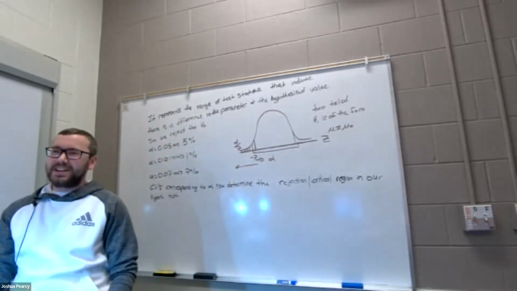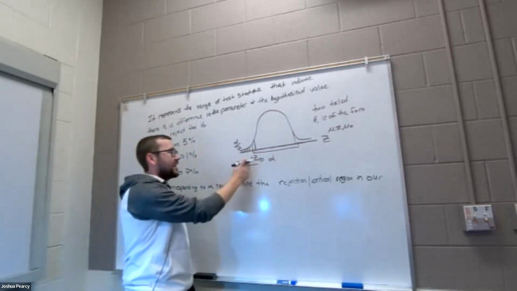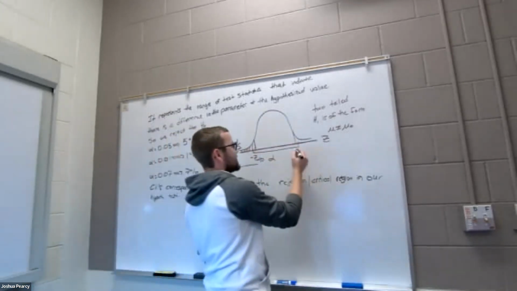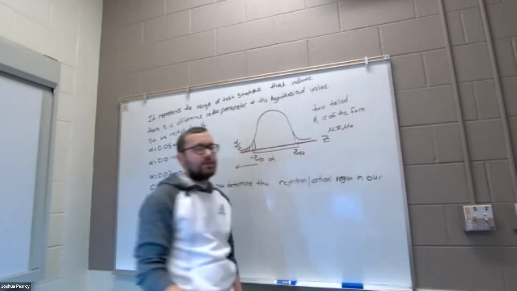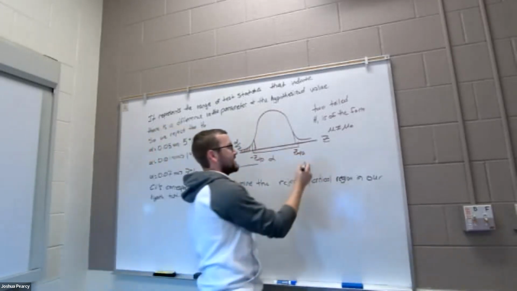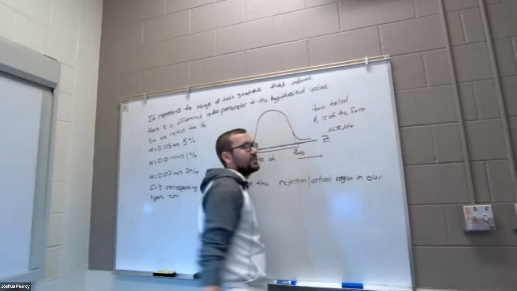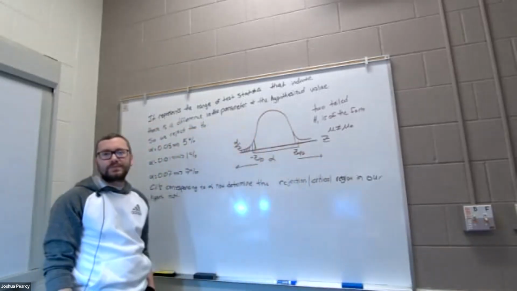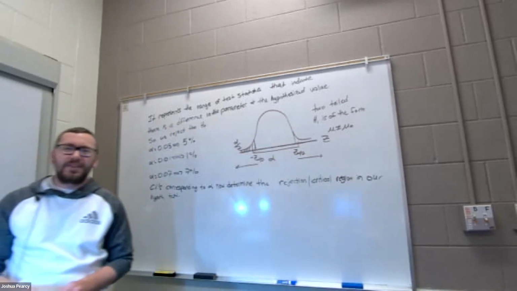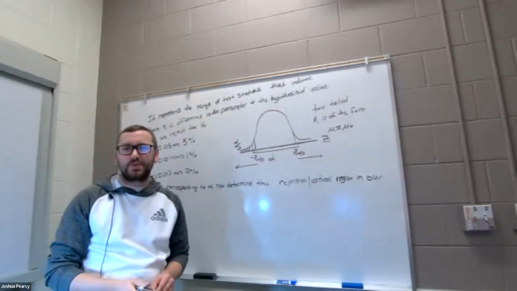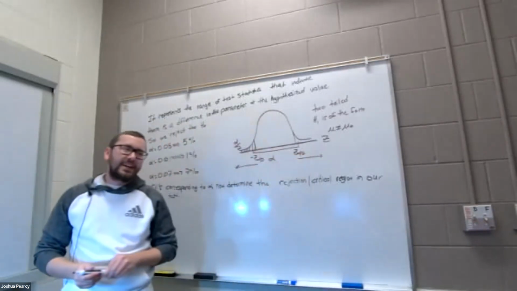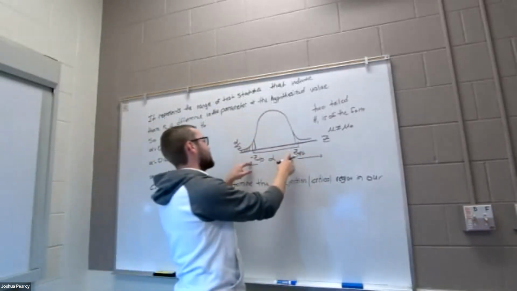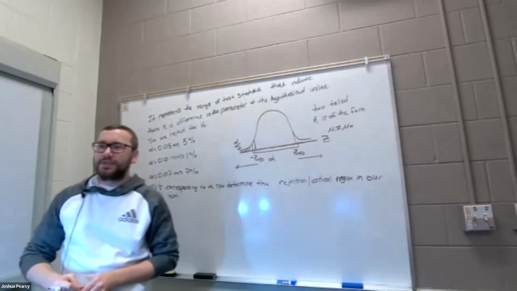Then using the same idea on the upper end. If this is the negative Z alpha over 2, and this is the positive Z alpha over 2, we will reject the null hypothesis if a test statistic falls within this region too. So for a two-tailed hypothesis test, there are two rejection regions, one on the left tail and one on the right. And the area to the right of each of these critical values is alpha over 2.